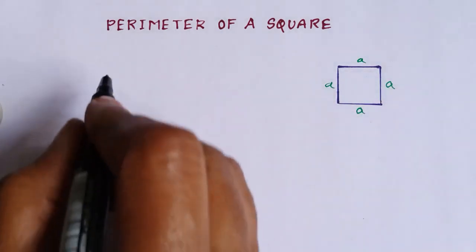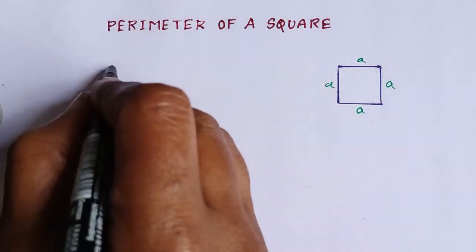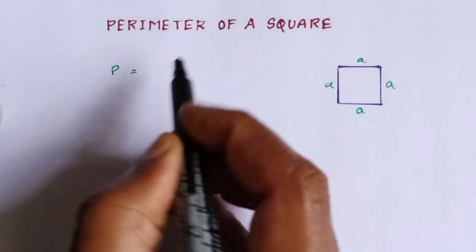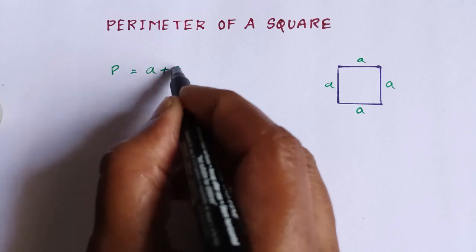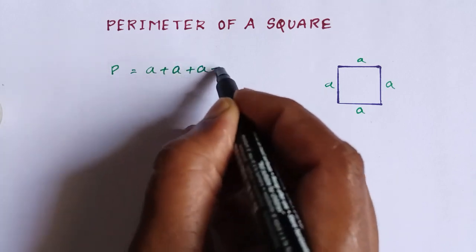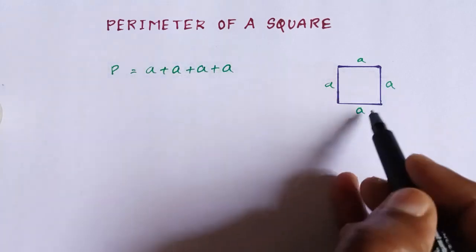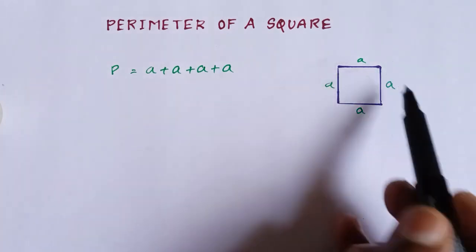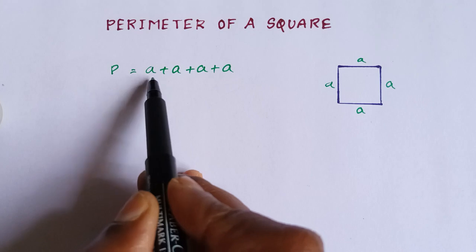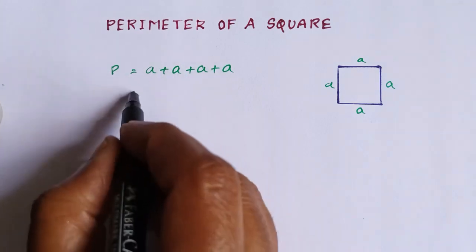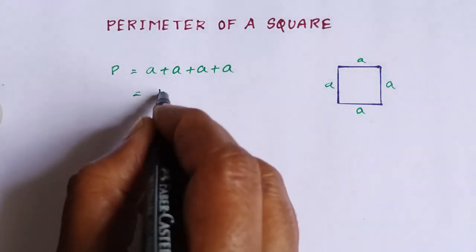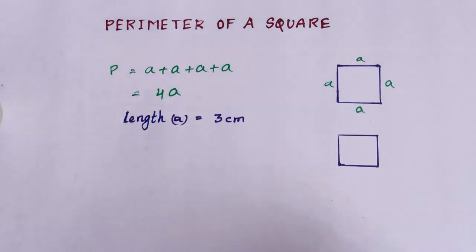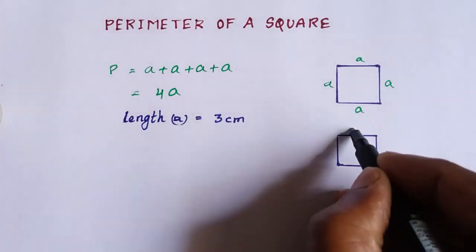Now, the perimeter of a square, P, is A plus A plus A plus A, because we know all four sides of a square are equal. So A plus A plus A plus A is 4A. Now, the length of a side of a square is 3 centimeters.